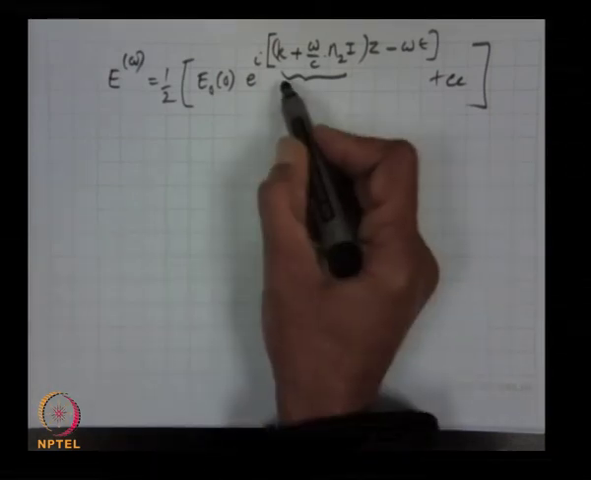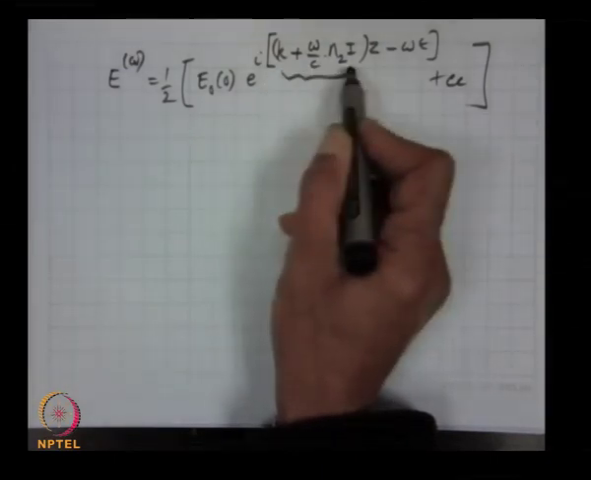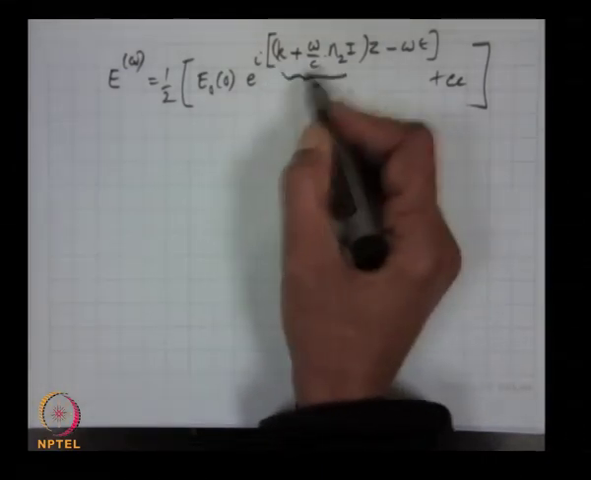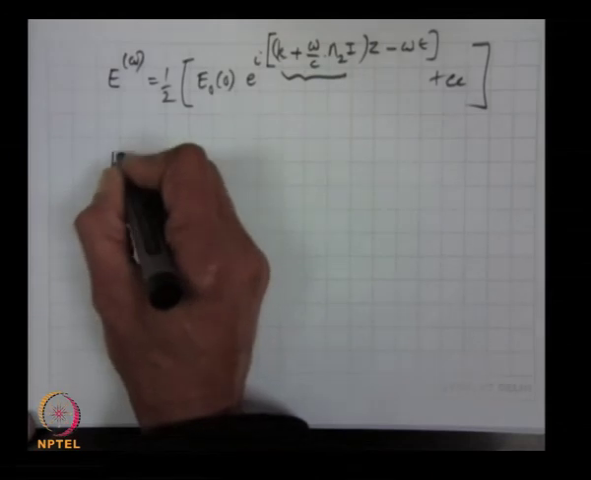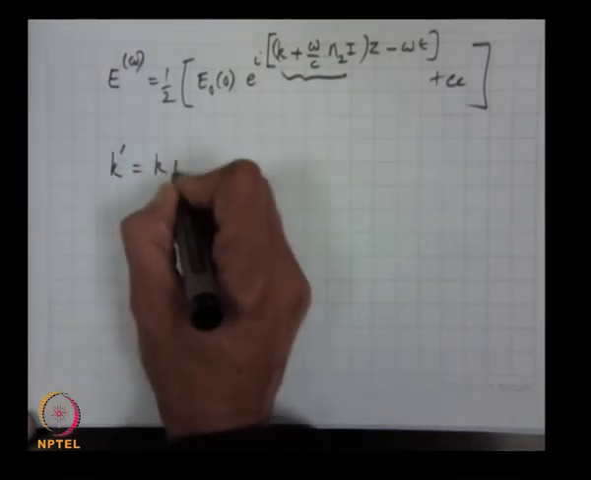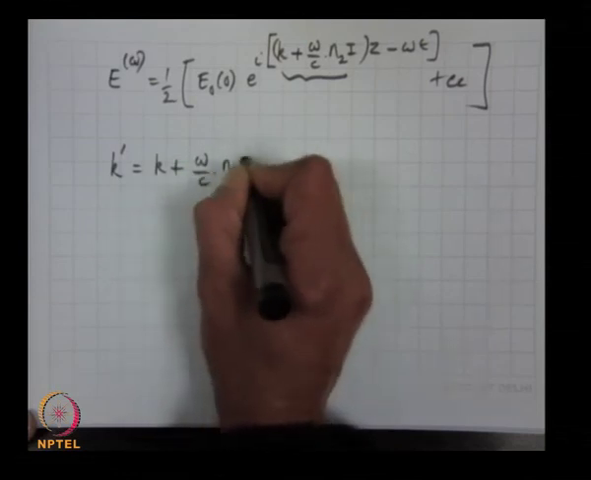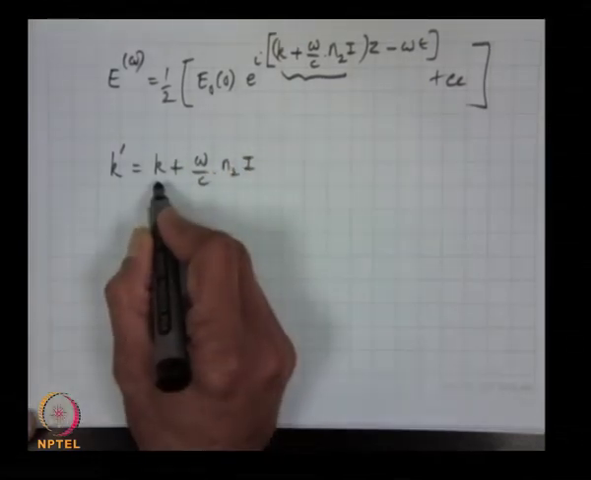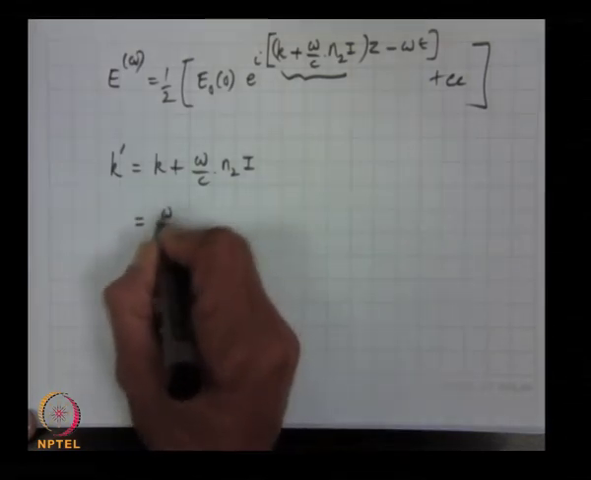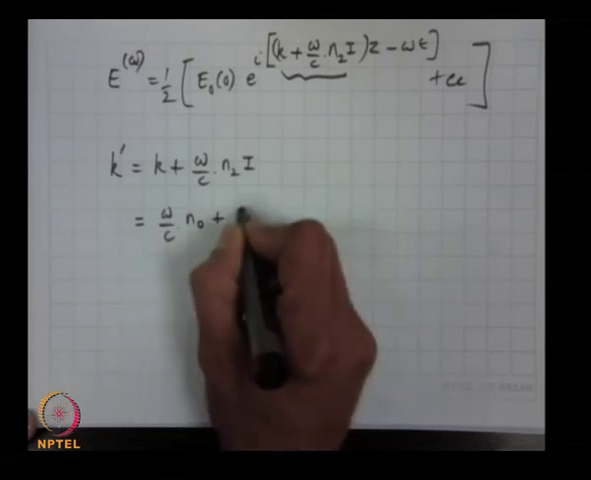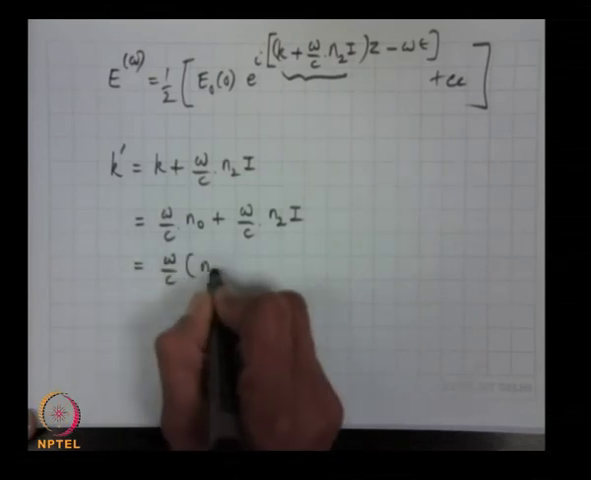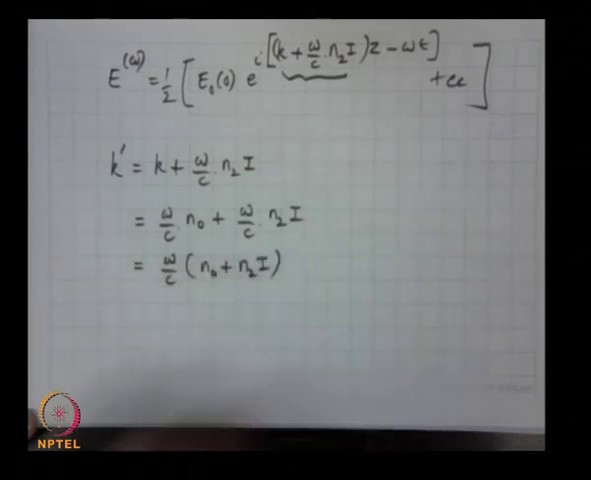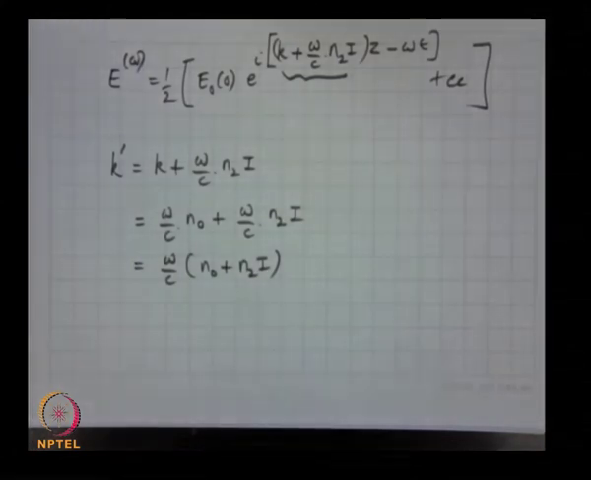So if you define this as the propagation constant in the presence of the chi3 term, you can see that omega by c is k naught, the propagation constant in free space. So the actual propagation constant in the presence of this nonlinearity is k plus omega by c into N2 I. k is the propagation constant for low intensities, which is omega by c into N naught, plus omega by c into N2 into I. So this is nothing but omega by c into N naught plus N2 I. Exactly what I showed you just now, that effectively the refractive index of the medium changes in the presence of this nonlinearity.